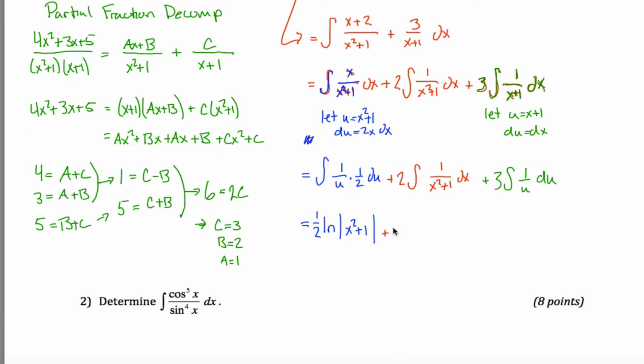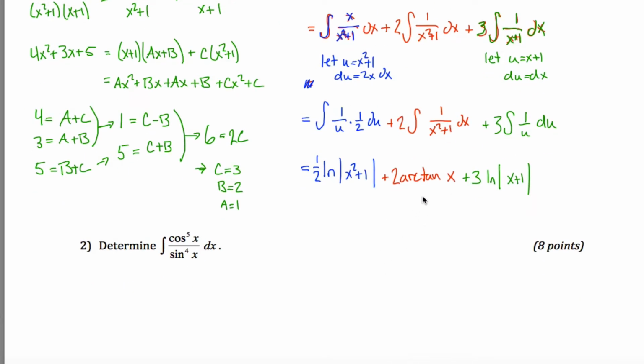For the red one, I got the 2 hanging out, and then I got arctangent of x. And then for the green one, I got the 3 hanging out, and then similar to this, I have the natural log of the absolute value of u, but now playing the role of u is x plus 1. So I get to here. That's a perfectly good answer the way it's written. If you felt like it, you could use some log rules to put some stuff together. I'm not going to, well, should I show you that? Fine.